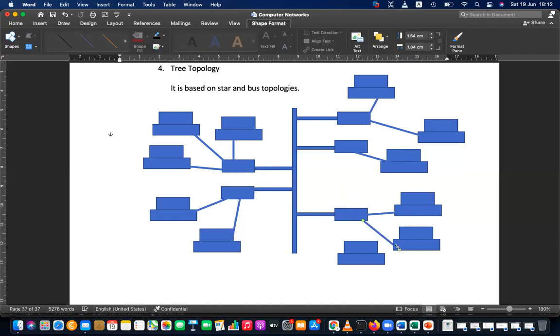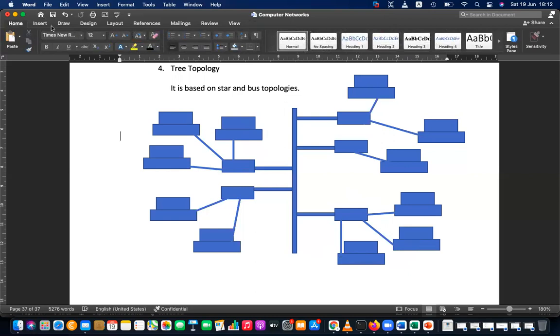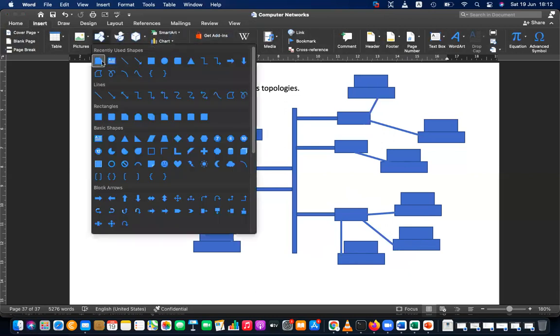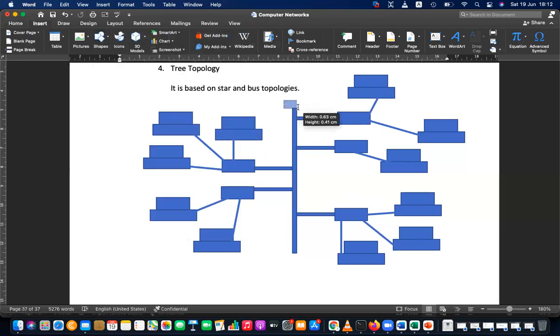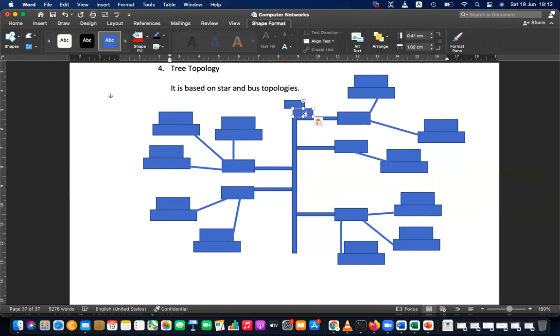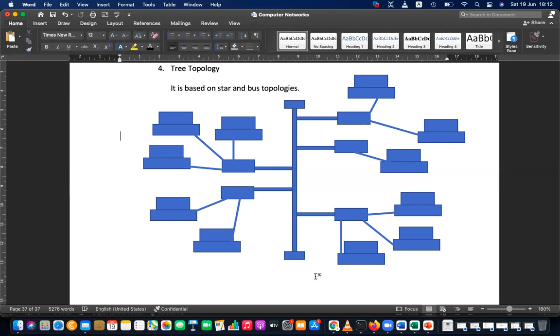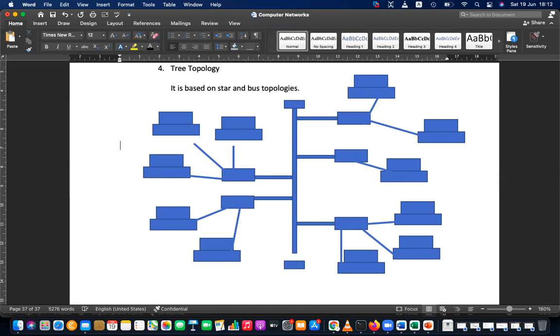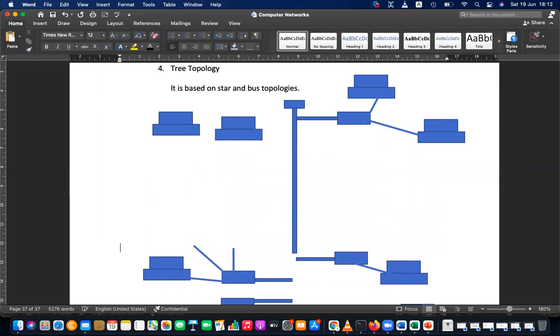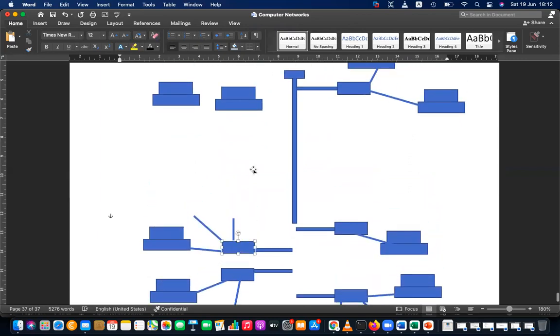Why are terminators used in bus topology? You have two terminators here. Any reason? Can you remember that? Last day we discussed, right? Why are terminators used in bus topology? Anyone? The reason for connecting terminators? Can't remember.